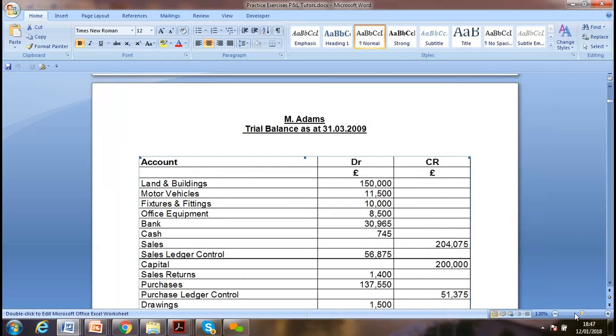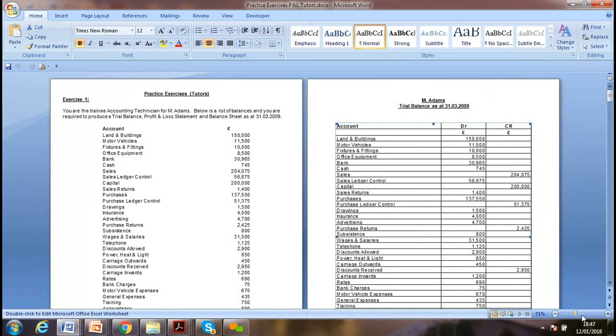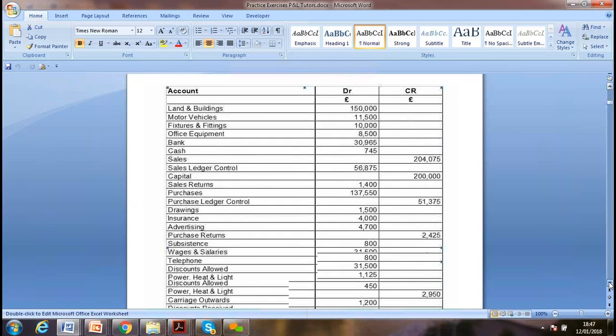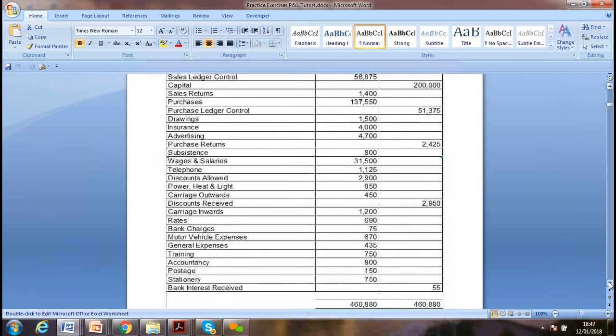You getting me? Any expense? Any question? No. Okay. Carriage outward is a delivery charge, an expense. Discount received, we are receiving a discount, is income. Carriage inward is our expense. Rates are our expense. Bank charges, expense. Motor vehicle expense. General expense. Accounting expense. So when we do the debit and credit totals, both sides should be equal. If not equal, it means we are wrong.